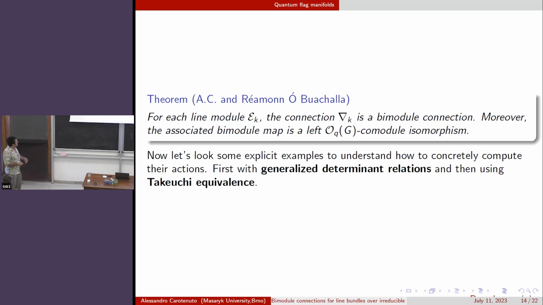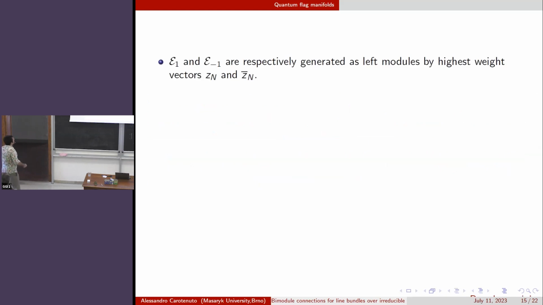How we compute the action of these connections: we found a way that combines both Lie theory and the theory of quantum homogeneous spaces by making use of what we call generalized determinant relations and Takeuchi equivalence. I guess I still have 10 minutes, right? Yeah. So first of all, the first two line bundles are generated by two highest weight vectors.